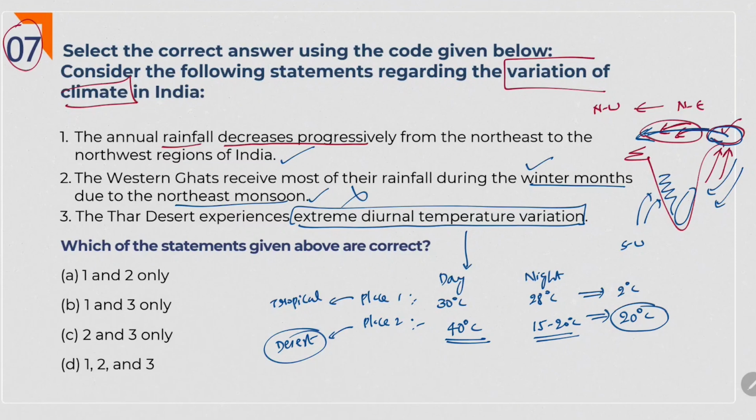The Thar Desert experiences extreme diurnal temperature variations. So this is right one. Answer is 1 and 3.